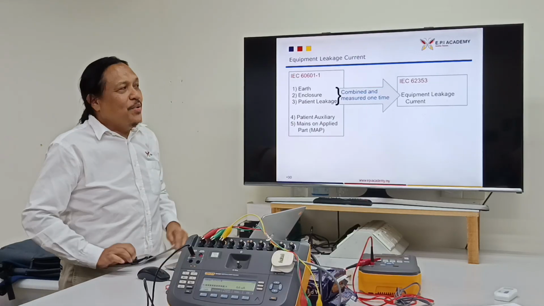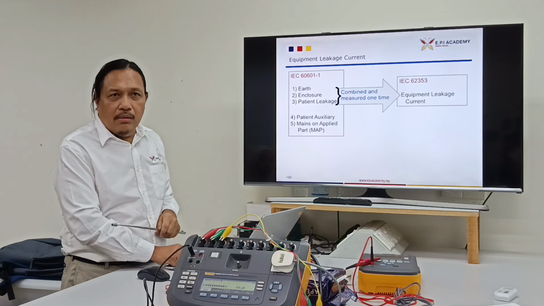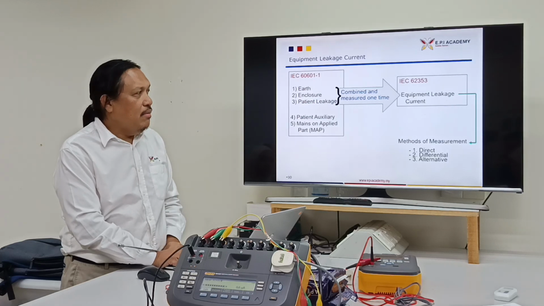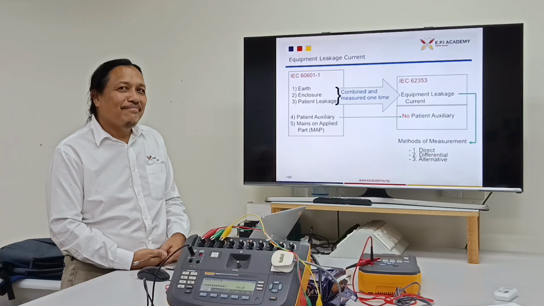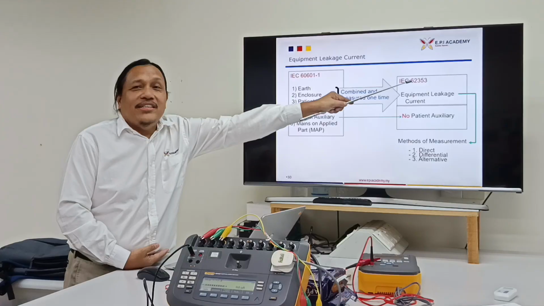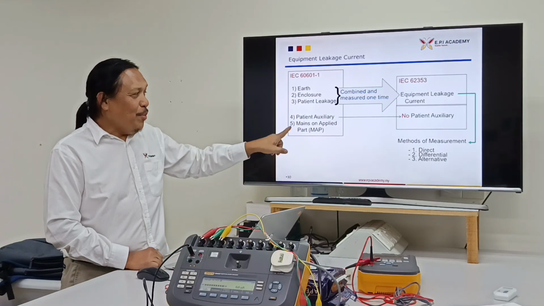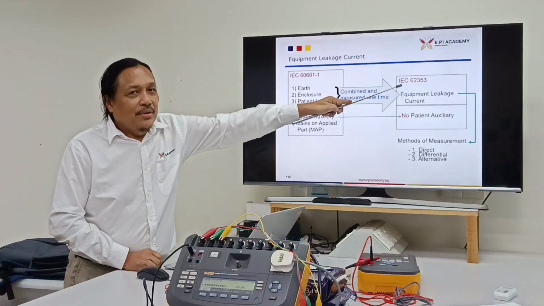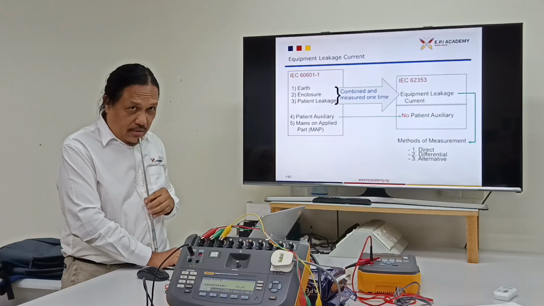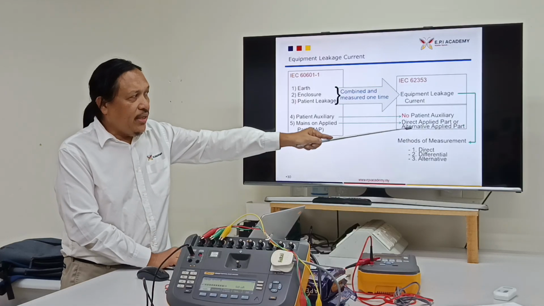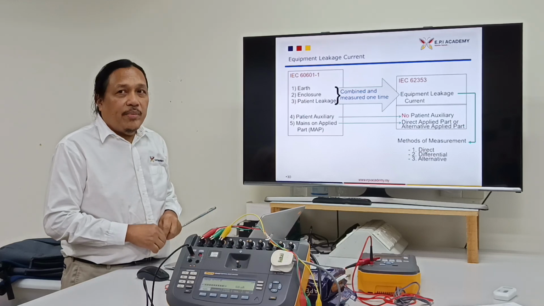How about patient auxiliary? What is the equivalent under this standard 60353? Applied part leakage. No, none. There is no such thing as patient auxiliary under this standard. How about mains on applied part? Under this standard, what is this? Yes, there is. It's called direct applied part or non-donation applied part.